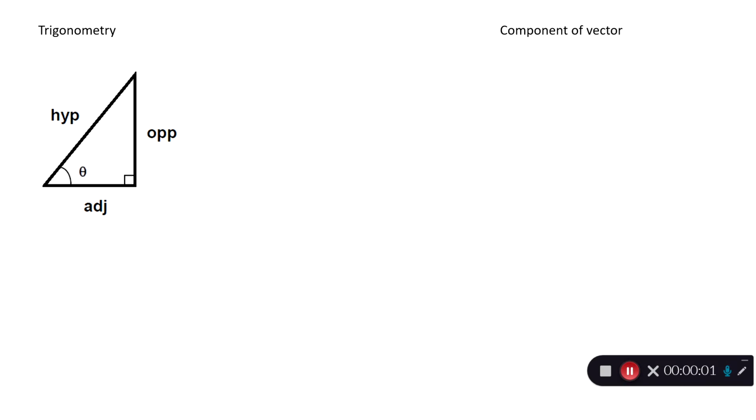Hello, in this video I'll describe how to make the components of a vector. Firstly, by trigonometry, you can see on the left hand side how to identify the hypotenuse, opposite side and adjacent side. So you sit down on the 90-degree angle of this triangle and look at the other side. So which side do you see?